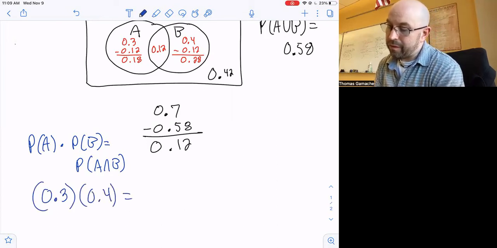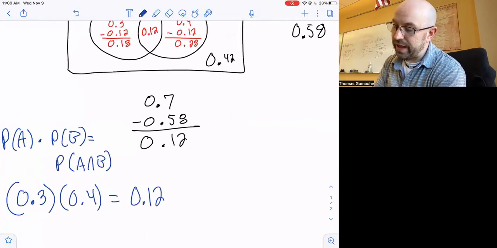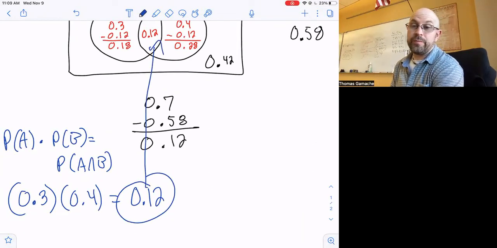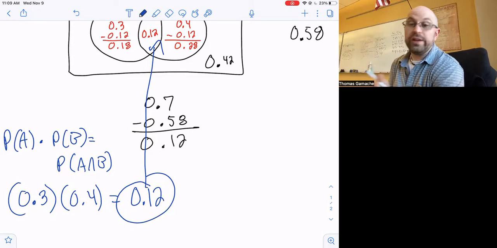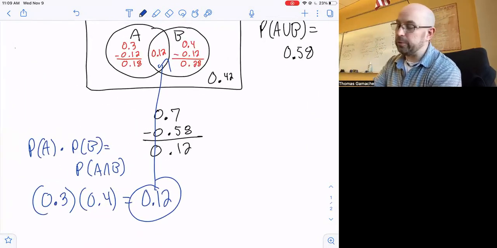0.4. That's probability of B. It should be giving me 0.12, the probability of them both happening at the same time. Look what happens here. Probability of them both happening at the same time, that is 0.12. That proves independence to me, because the probability of one of them happening times the probability of the other one happening will equal the probability of them both happening if they are independent. That's happening here. That's kind of cool.